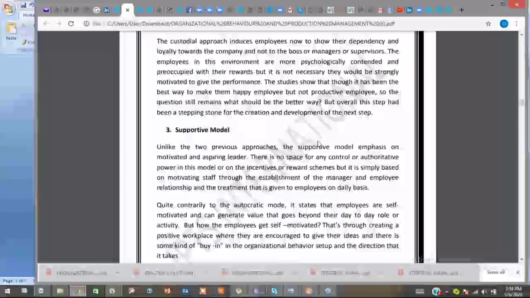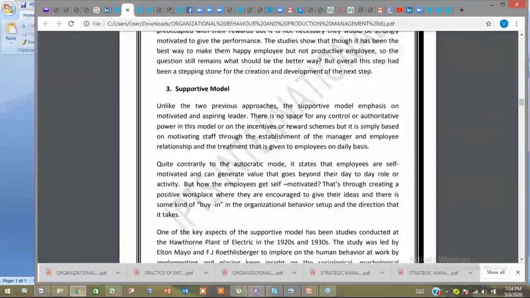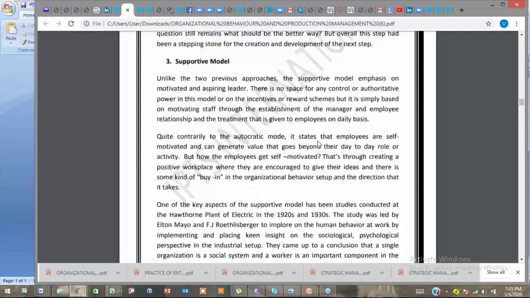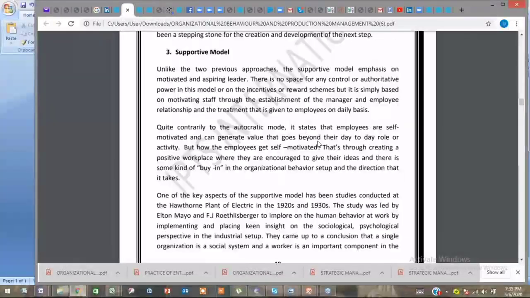So let's look at number three, the supportive model. Unlike the two previous approaches, the supportive model emphasizes motivating and inspiring leaders. There is no space for any control or authoritative power in this model, or for incentive or reward schemes. It is simply based on motivating staff through the manager and employee relationship and the treatment given to the employee on a daily basis. You can see the difference now. This is more like motivating and inspiring leaders, motivating them to see that they can also move up the hierarchy, giving them responsibility.